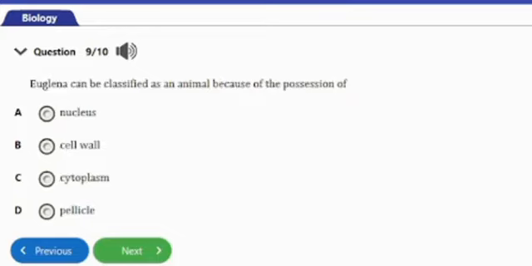It says, Euglena can be classified as an animal because of the position of A, Nucleus, B, Cell wall, C, Cytoplasm, D, Pellicle. So guys, the answer to this question is option D here, and that's the pellicle. So the pellicle is a structure that allows the Euglena to change shape and move, and that's what gives it a kind of animal feature or characteristic. So that's it for that question. Let's go ahead and consider the next question, guys.